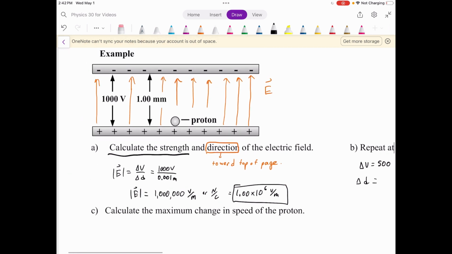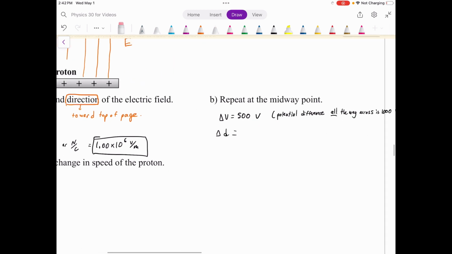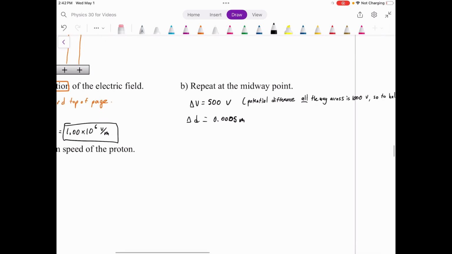And of course, the distance is also cut in half, right? If I think about going from here to here instead of all the way across, that's only a difference of half of a millimeter, or 0.0005 meters. And so we can see, look at this equation. Yes, our numerator is half as large, but so is our denominator, right? So we should get the same answer. And sure enough, 500 volts over 0.0005 meters also gives us 1,000,000 volts per meter, or newtons per coulomb.